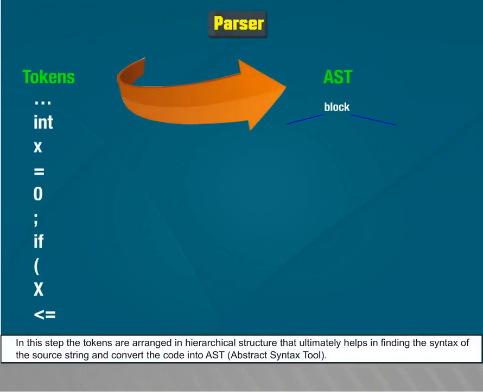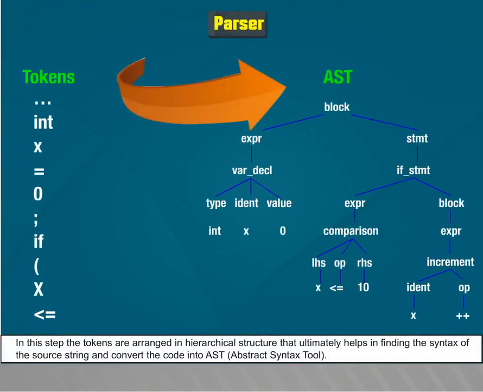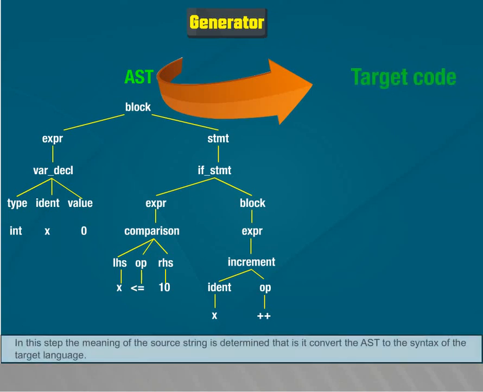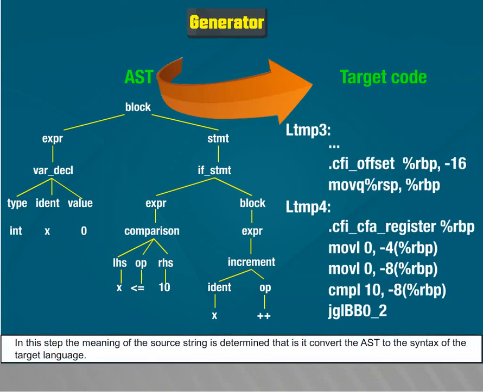Parser. In this step, the tokens are arranged in a hierarchical structure that ultimately helps in finding the syntax of the source string and converts the code into AST, that is Abstract Syntax Tree. Generator. In this step, the meaning of the source string is determined, that is, it converts the AST to the syntax of the target language.